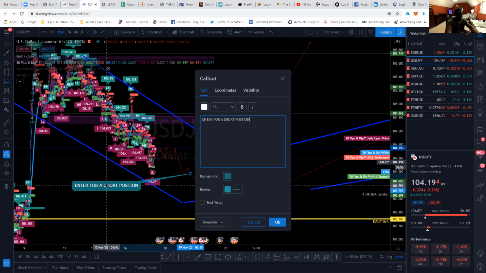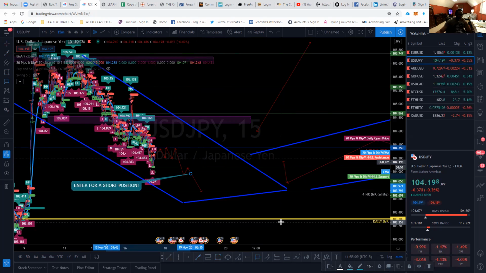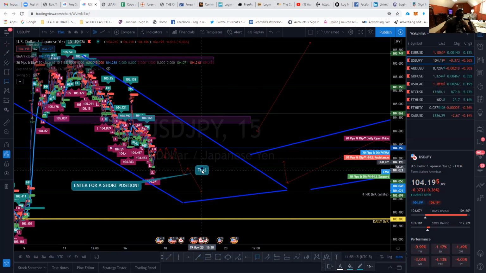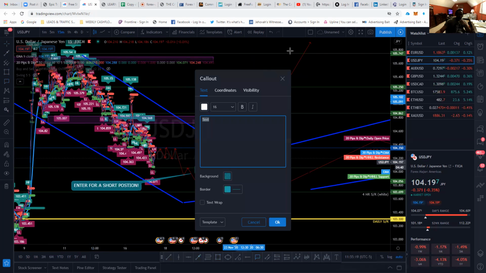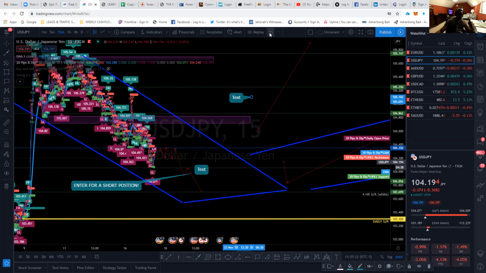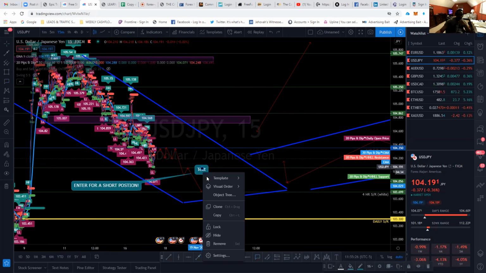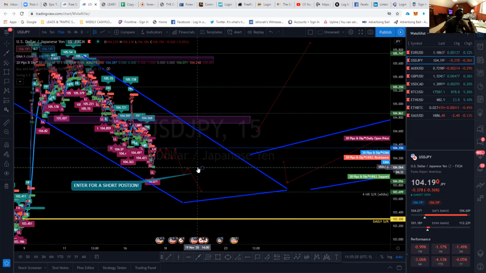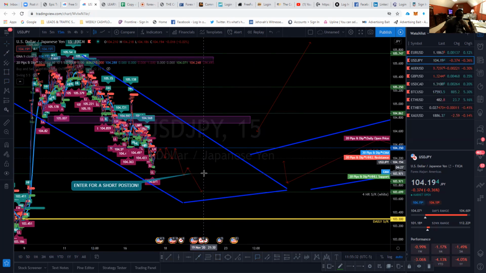Enter in for a short position. Okay, so now I'm going to turn this off. Save it. Move this. So if that's the case, I'm going to move this horizontal line down to where this entry is at, and I'm going to set an alert.